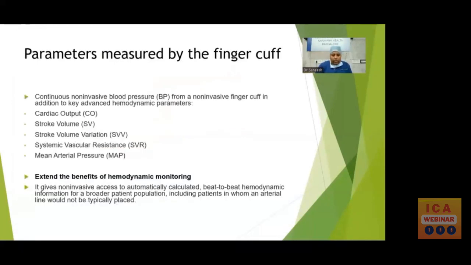The parameters measured by the finger cuff method are cardiac output, stroke volume variation, systemic vascular resistance, and mean arterial pressure.